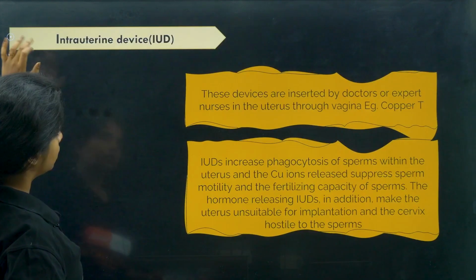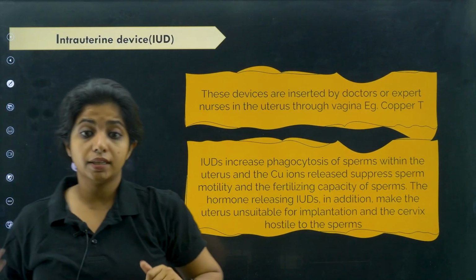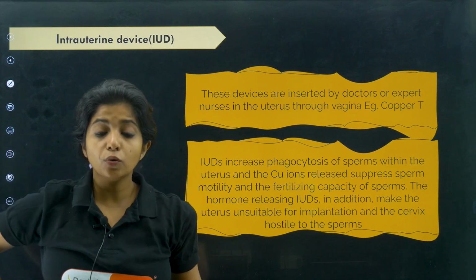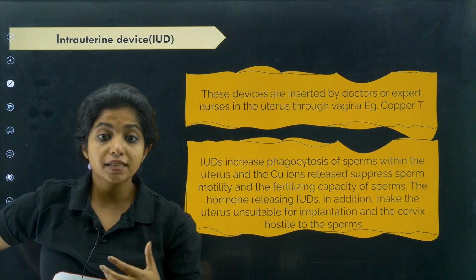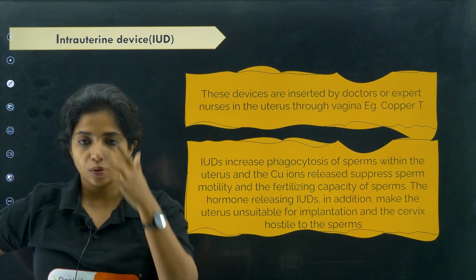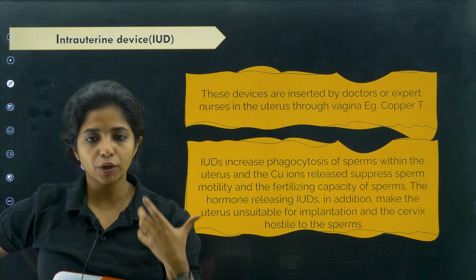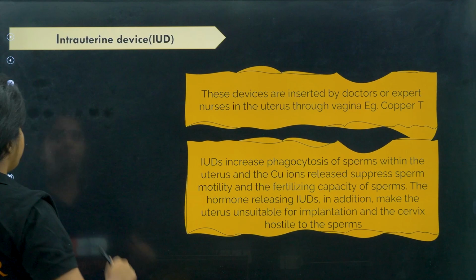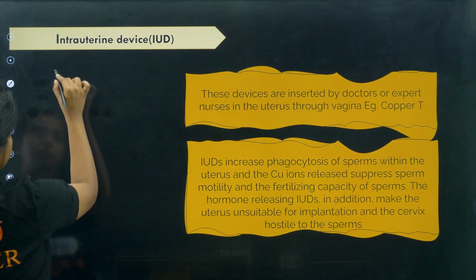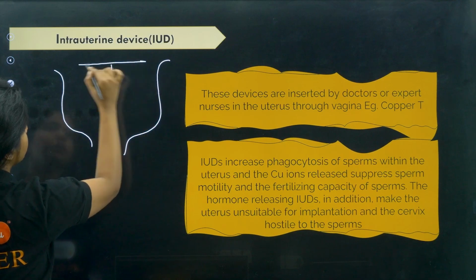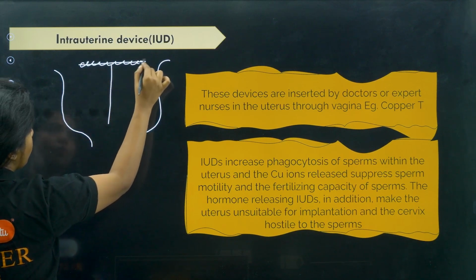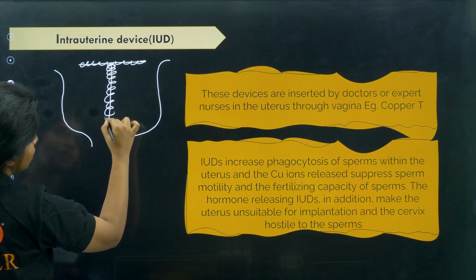Now, intrauterine devices, that is another contraceptive device. Intrauterine, as in it is inserted inside the uterus. There are different types of intrauterine devices. Suppose this is the uterus. There is something known as copper T. Copper T has a layer of copper around this particular thing. It has a T-shaped structure.